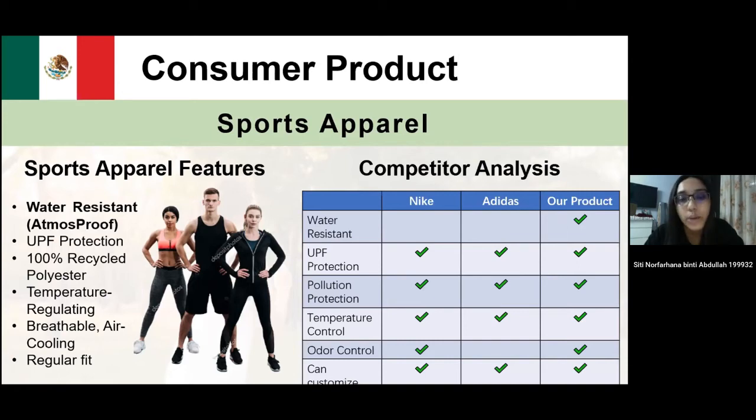Moving on to our table, which is the competitor analysis, we compare our brand and product with Nike and Adidas. The specialty of our product is that we focus on water-resistant sports apparel, which Nike and Adidas can't do in jerseys. They can only do the water-resistant features in jackets. For our product, we focus on cotton, on shirts and jerseys as well, because it is sports apparel that everyone likes to wear. We also have odor control, which Adidas does not have. So it is quite a specialty of our product. Moving on to the next slide.